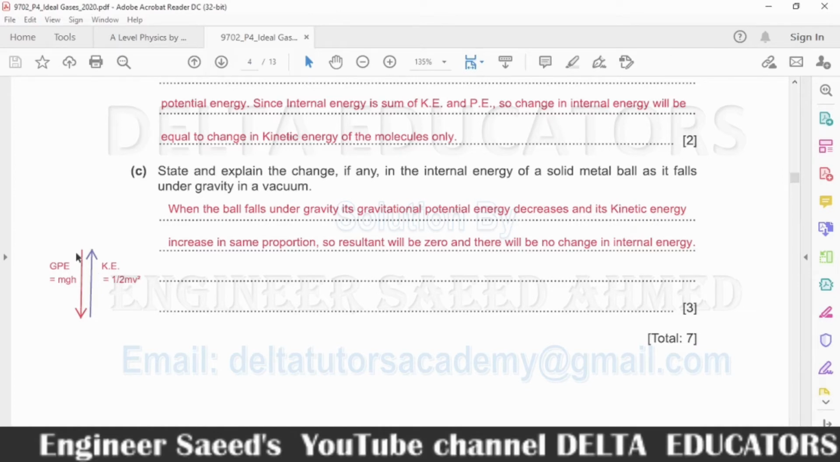Now whatever gravitational potential energy is lost, in the same amount its kinetic energy is increased. Since the loss in gravitational potential energy is equal to the gain in kinetic energy, the net result will be zero. Since the resultant is zero, there will be no change in the internal energy. So what we have to write? When the ball falls under gravity, its gravitational potential energy decreases and its kinetic energy increases in the same proportion. So the resultant will be zero and there will be no change in internal energy.